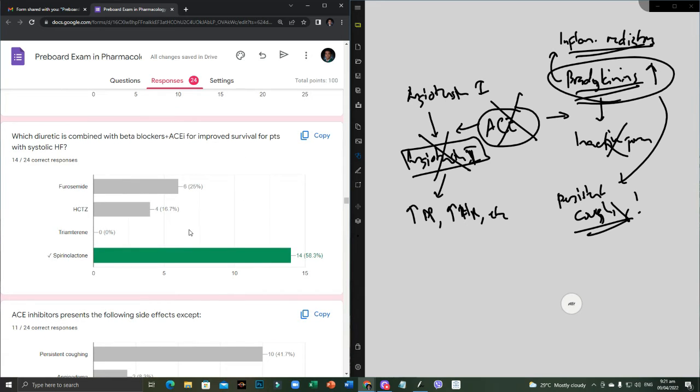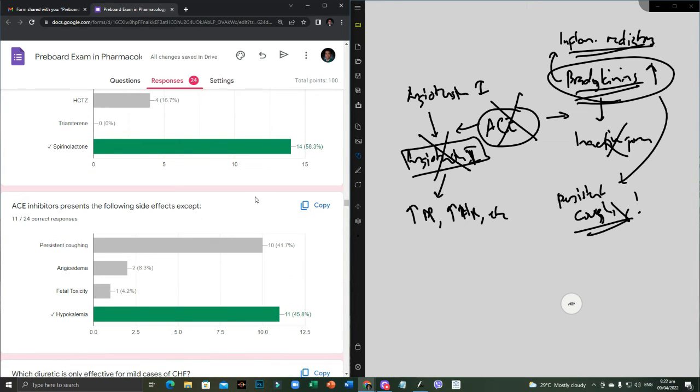Next one. Which diuretic is combined with beta blockers? Which diuretic is combined with beta blockers plus ACE inhibitors for improved survival for patients with systolic heart failure? So very good. The correct answer for that would be spironolactone. Why? Because spironolactone is said to further improve the effects of the combination of beta blocker and ACE inhibitor. So generally, in terms of survivability, evidence has shown that the combination of these three medications would be good. Okay.